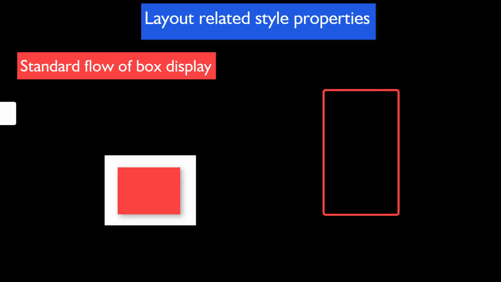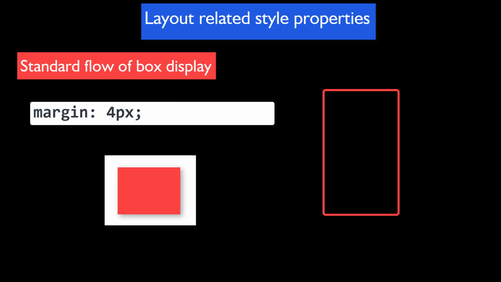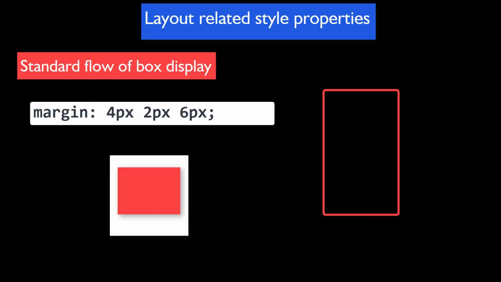As before, if 1 value is specified, it is applied to all 4 sides. If 2 values are specified, the top and bottom are set to the first, and the left and right are set to the second. If 3 values are specified, the top is set to the first value, the sides are set to the second value, and the bottom is set to the third value. And if 4 values are specified, they are set to the top, right, bottom, and left, respectively.